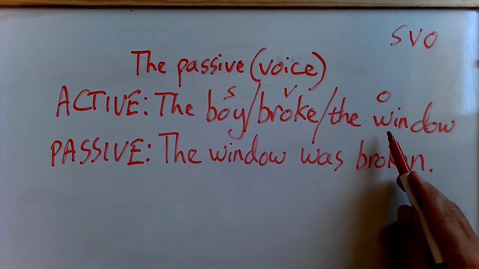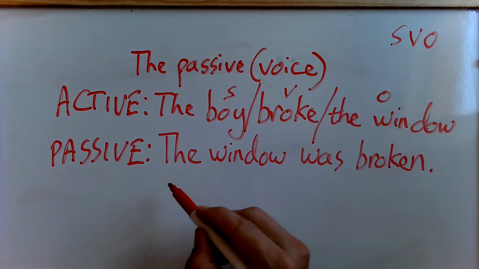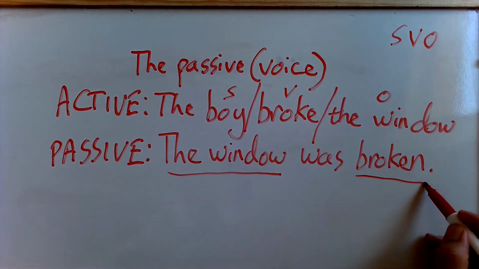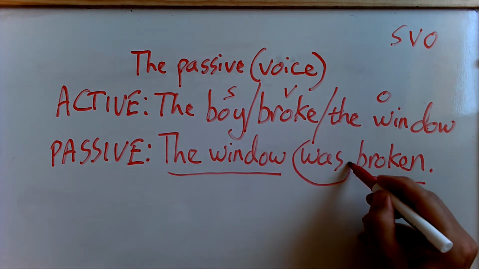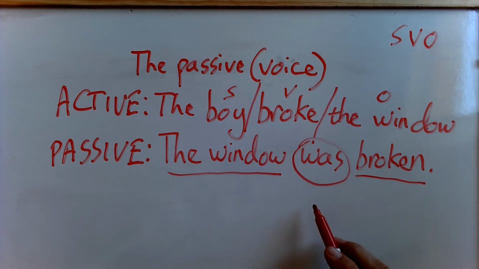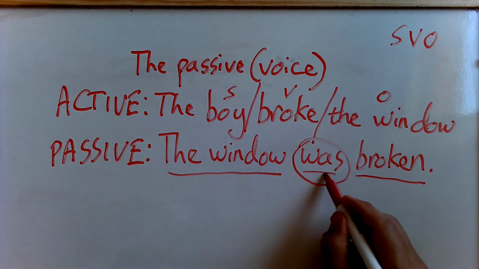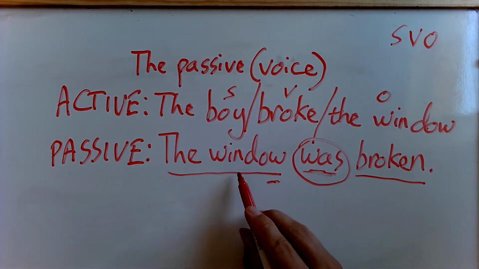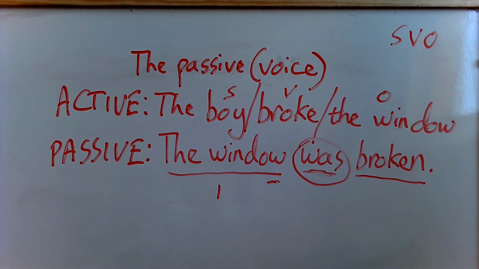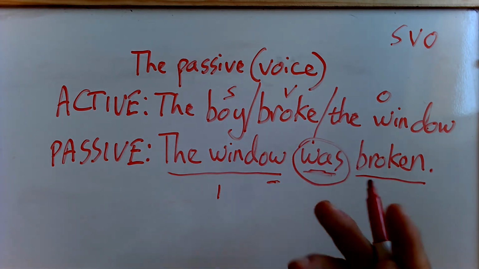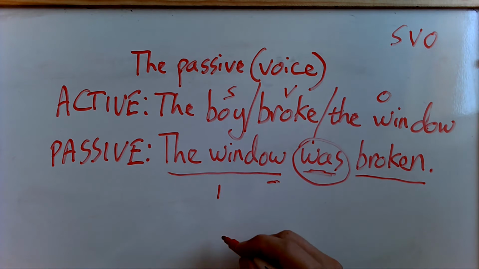For the passive, the object moves to the beginning of the sentence, the verb moves to the end of the sentence, and we have some form of the verb to be joining the two. In all cases, to be has to agree with the new subject. So this is singular, there is one window, and it is third person. So it's not me, it's not you, it's some third thing, the window, which is not us.